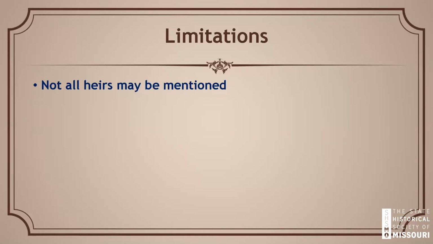All right, some limitations of wills. Once again, not all the heirs may be mentioned. I think I've talked a lot about that already. A will may not provide for all the property, in which case, probate has to happen a little bit more officially than it would otherwise in order to distribute that property.